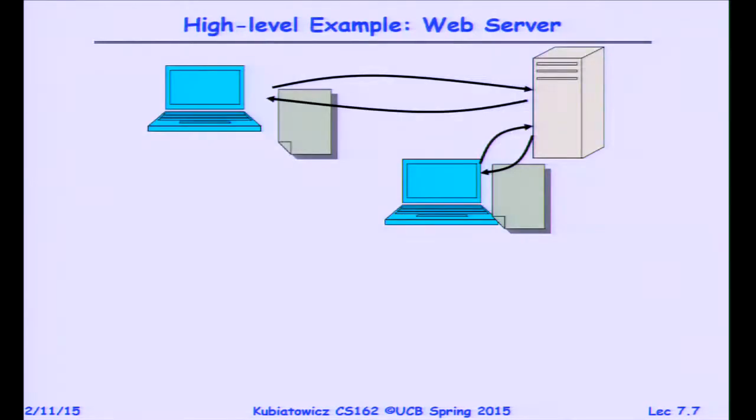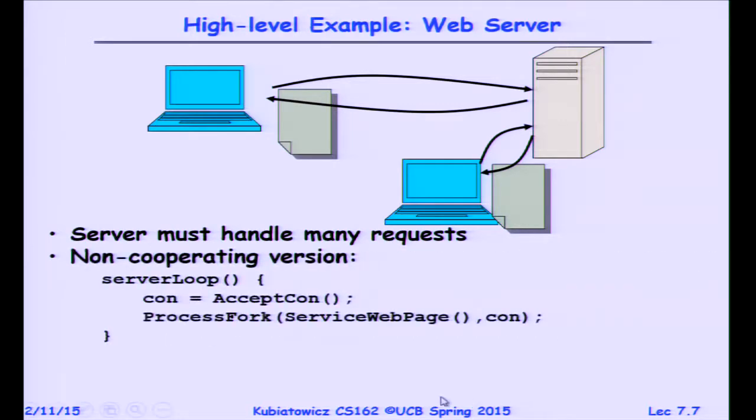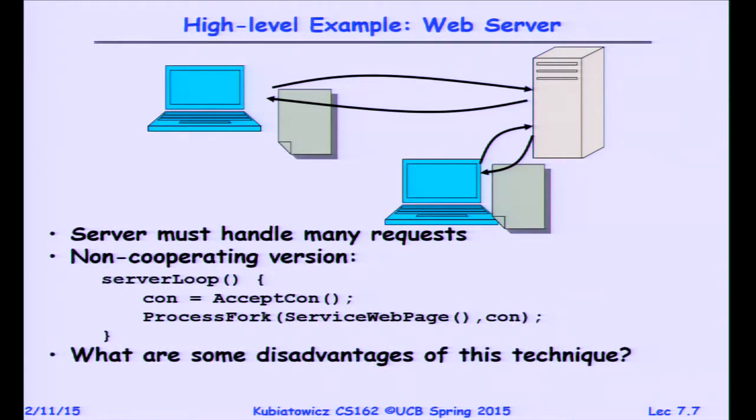Okay, so let me give you a couple. Here's an example of a web server. This is an example you've already seen, but the server has to handle many requests. And the non-cooperating version here is that there's a loop, there's an accepting of a connection, and then we fork off something to handle the web request, right? That was our big example from a while back. And this seems nice because it's protected and it's got parallelism, but what are some disadvantages of doing this, forking off a process for every incoming request?